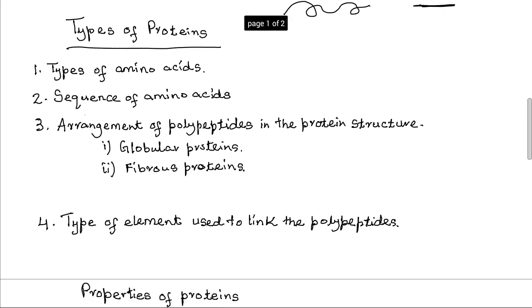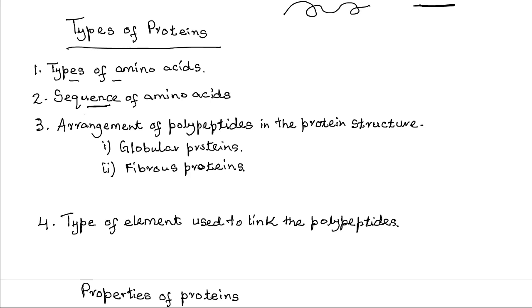1, it depends on the types of amino acids that are present in the polypeptide. The different types of amino acids, remember there are about 20 in nature, so different types of amino acids will make up different polypeptides. The second feature is the sequence of these amino acids in the chain.